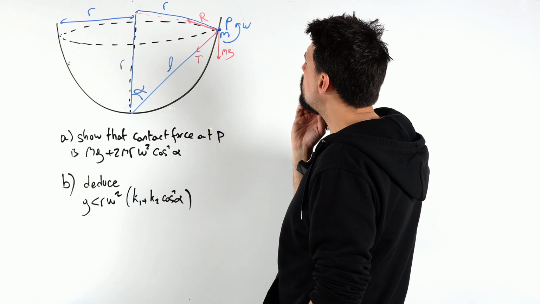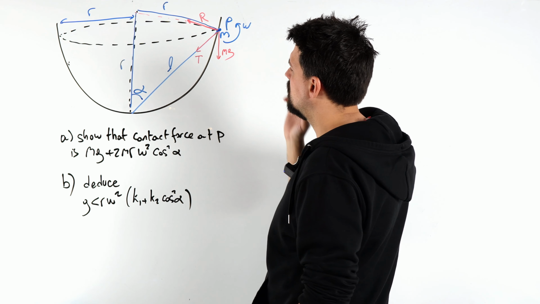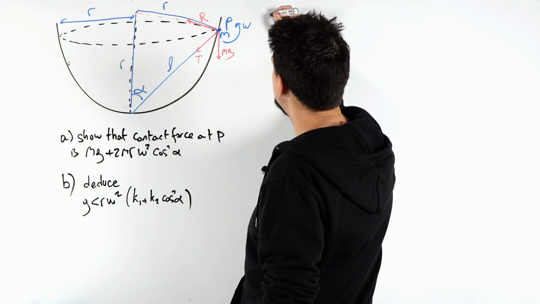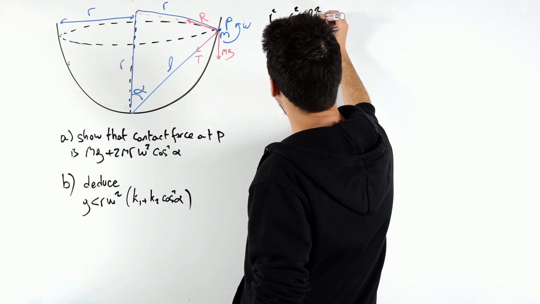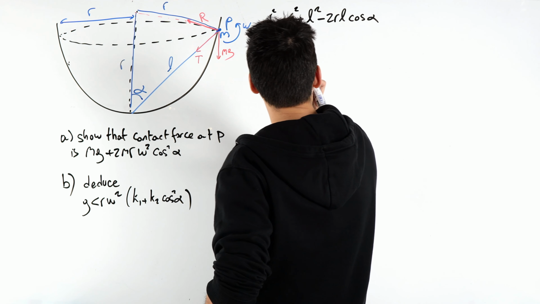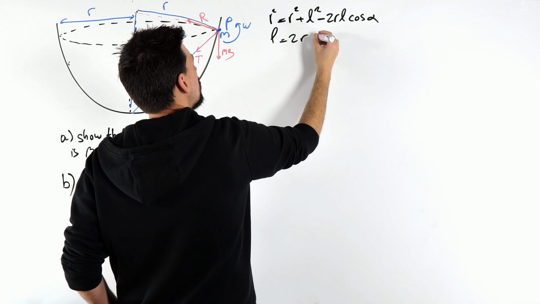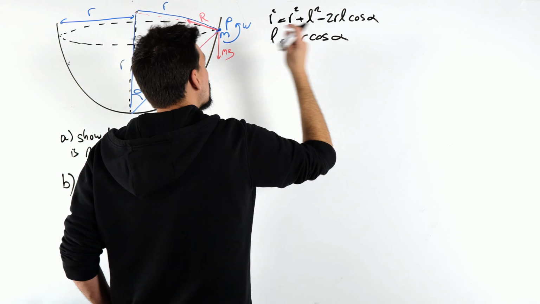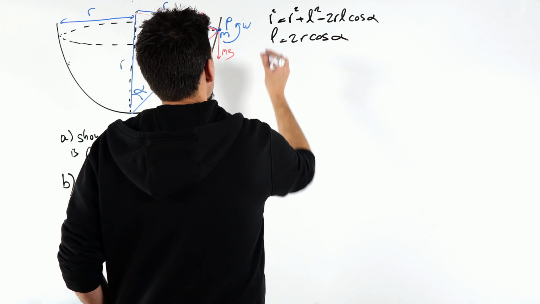The obvious one is, as much as I hate it, let's do some cosine rule. R squared is R squared plus L squared minus 2RL cos alpha. That tells me that L is 2R cos alpha. Hopefully that works. Okay, number one.